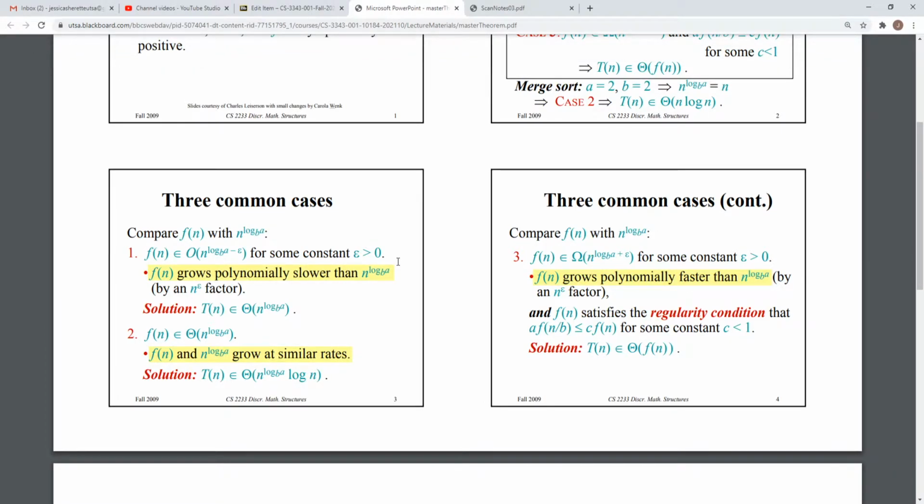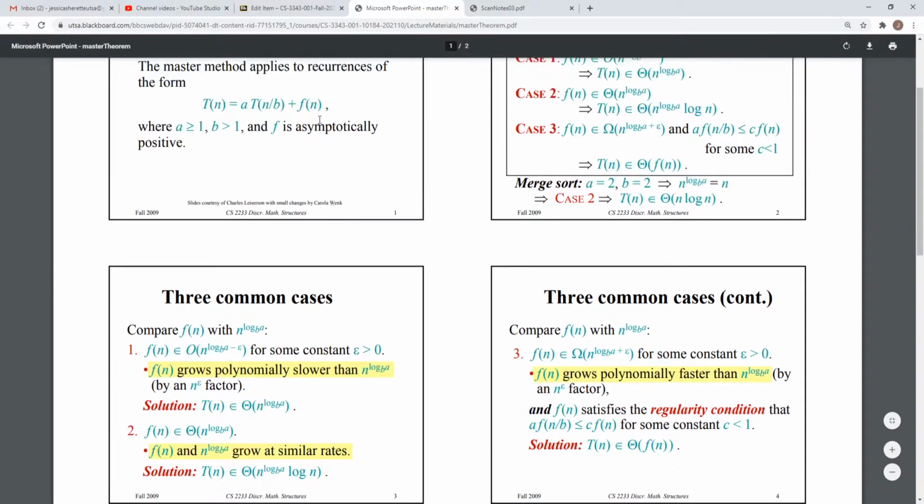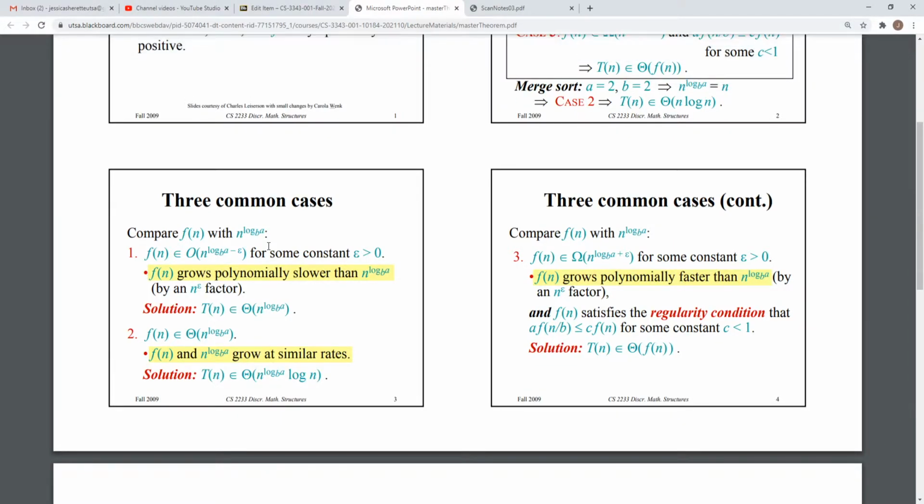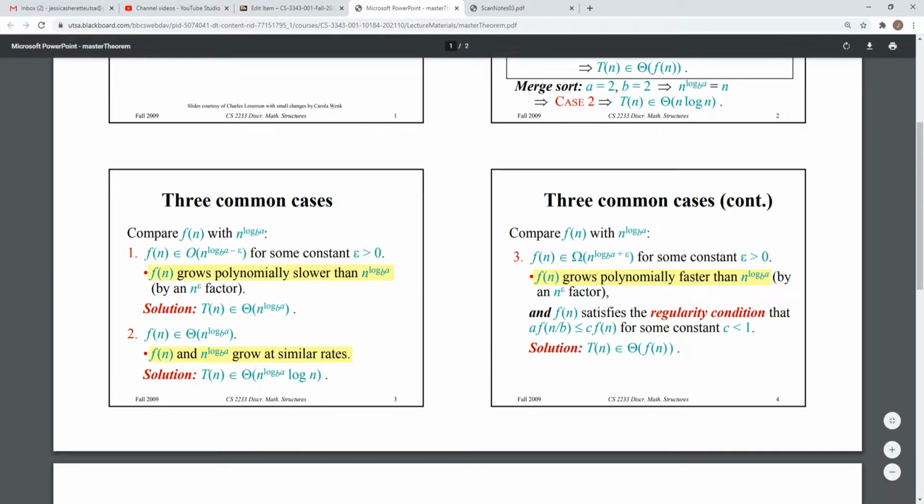All of our cases have to do with comparing the f of n from up here to n to the log base b of a. All of them are comparing these two. Why n to the log base b of a? Well, we don't really need to worry about that here. We're not going to prove the master theorem, but the intuition is this represents the recursive runtime, and f of n represents the non-recursive runtime. So in a sense, what we're doing is comparing which is bigger, the recursive runtime or the non-recursive runtime.